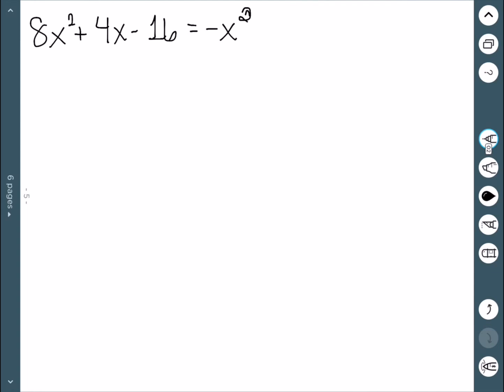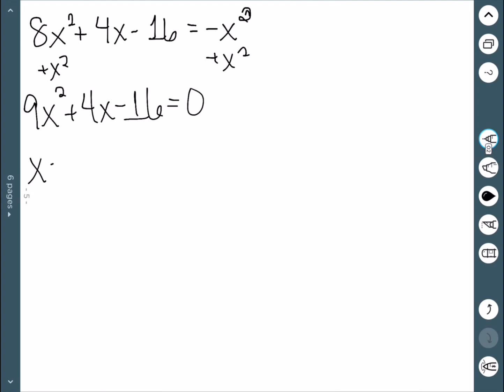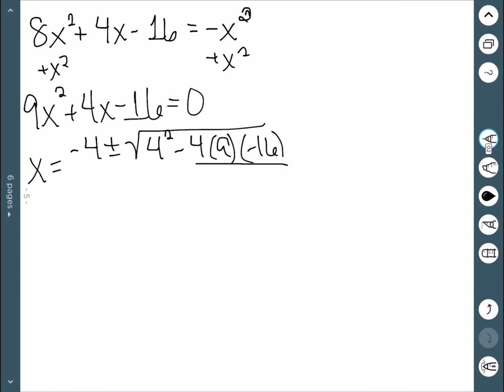Here, 8x squared plus 4x minus 16 equal to negative x squared. We'll start by adding the x squared to both sides to get 9x squared plus 4x minus 16 is equal to 0. We now have negative b, which is negative 4, plus or minus the square root of b squared, which is 4 squared, minus 4 times a, which is 9, times c, which is negative 16, all over 2 times a, which is 9. We want to continue to simplify this.